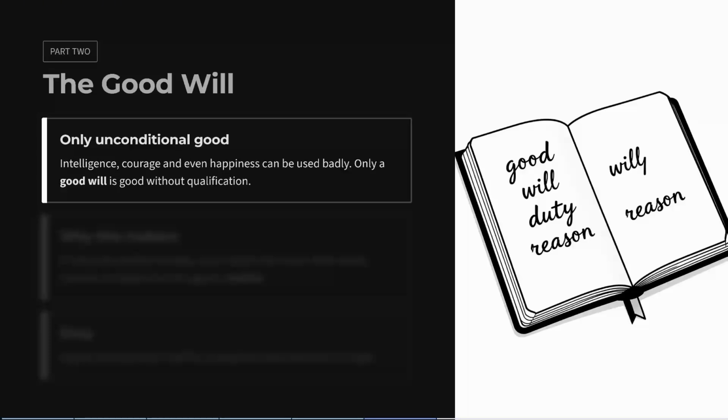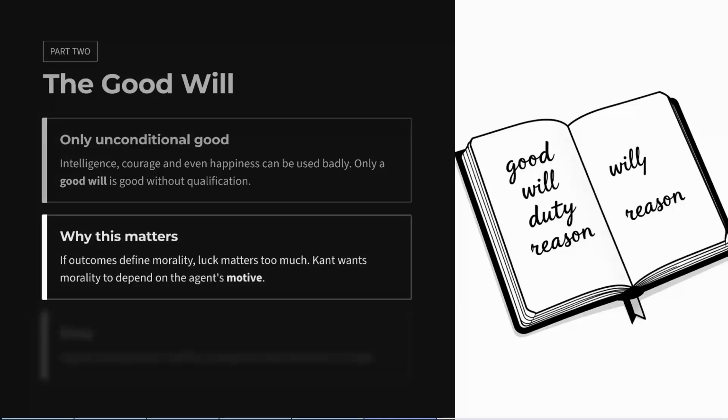And this is a radical claim, and it's worth sitting with. Think about all the things we normally consider good: intelligence, courage, talent, health, wealth, happiness. Kant's claim is that none of those things are good without qualification. None of them are intrinsically, unconditionally good. Why? Because all of them can be used badly.